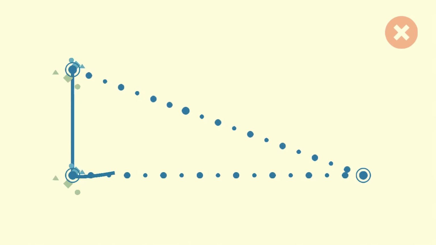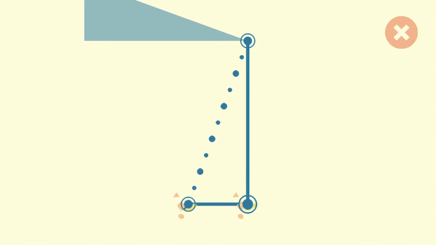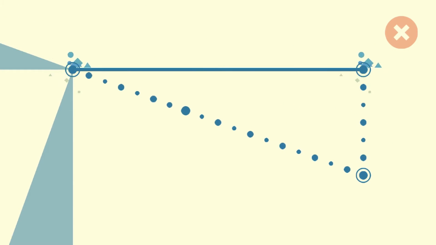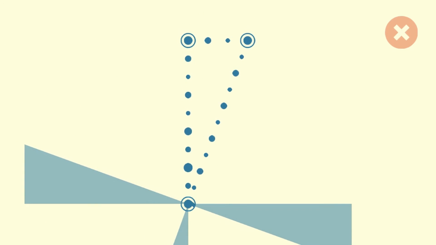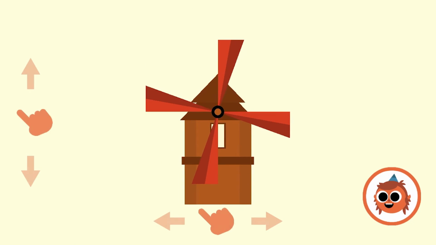Okay, we're starting with a blue triangle and two and three. And I think there's going to be a fourth one. I think I know what we're drawing. Can you guess? It's a windmill, of course.